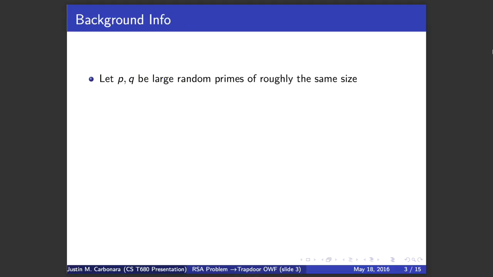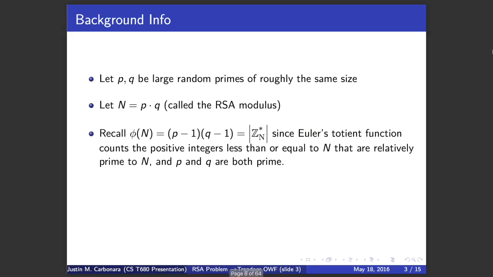Some background information. P and Q are large random prime numbers of roughly the same size. N equals P times Q is called the RSA modulus. Recall that phi of n equals P minus 1 times Q minus 1 equals the size of Zn star, since Euler's totient function counts the positive integers less than or equal to n that are relatively prime to n, and P and Q are both prime.